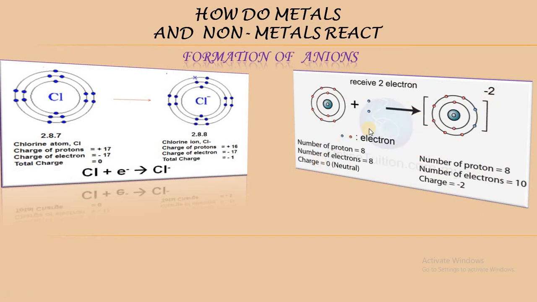Now the second example is of oxygen. Oxygen's electronic configuration is 2,6, so the number of protons is 8. Also, the number of electrons is 8, so the charge is 0, which is a neutral charge. Now, when we talk about the oxide ion, the number of protons is the same, 8, but the number of electrons is now 10. And how did it become 10?